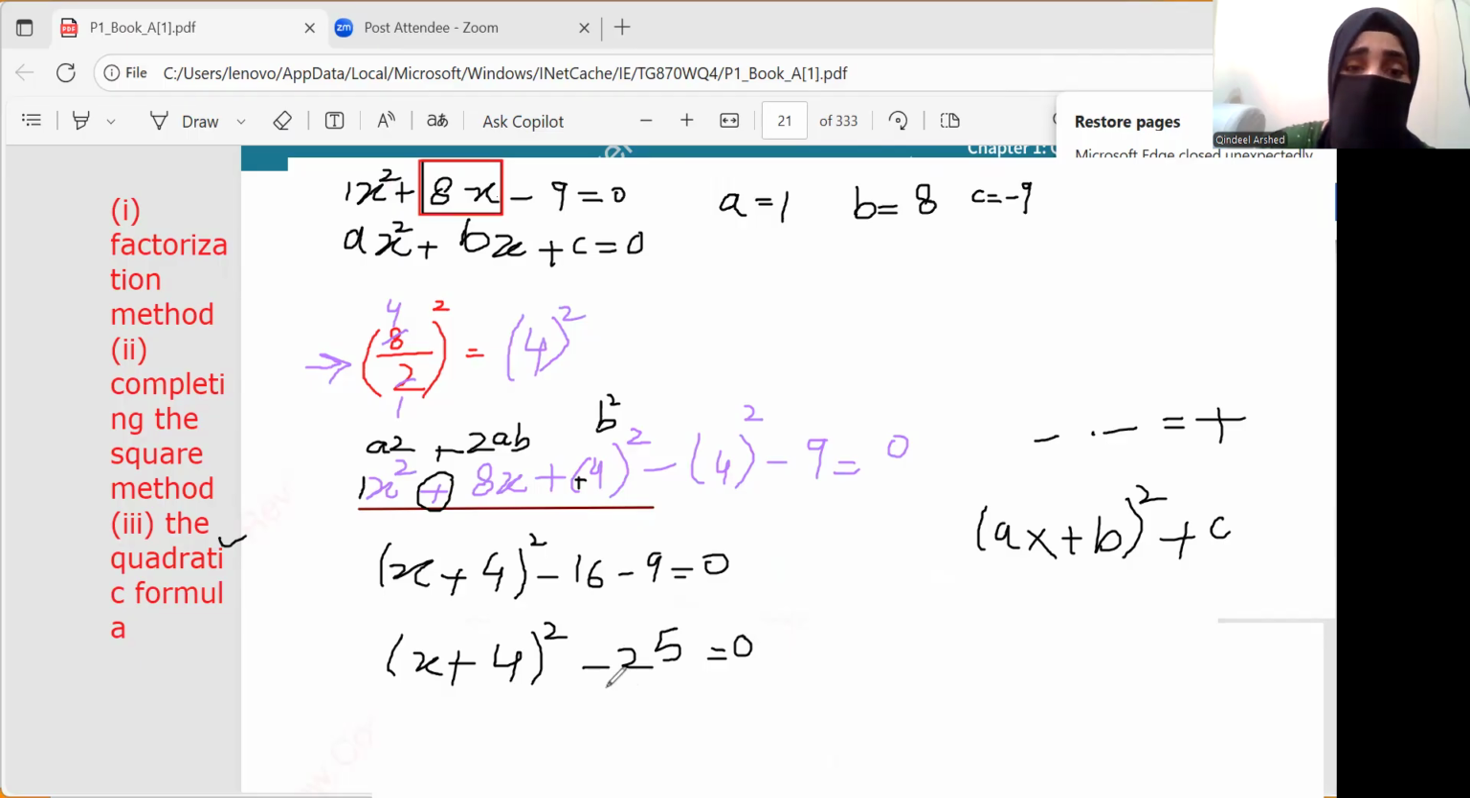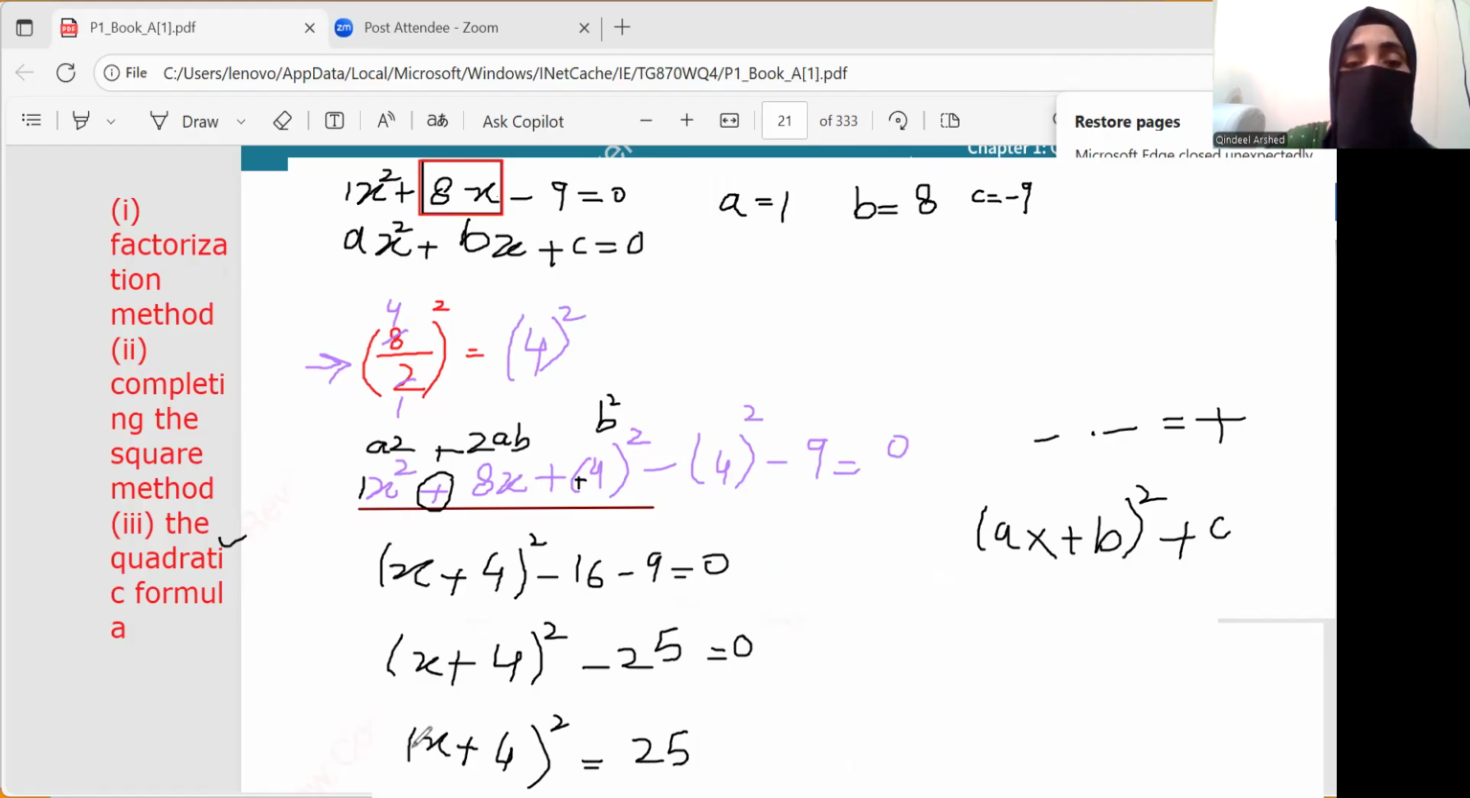But if you want to simplify it further, like if it is given to solve this question by completing the square, it means we have to find the value of x. So we can simplify it further. I'm just moving this 25 to the other side of the equation. And always remember, when we move a term from one side of the equation to the other side, its sign changes. First it is negative and now it becomes positive.